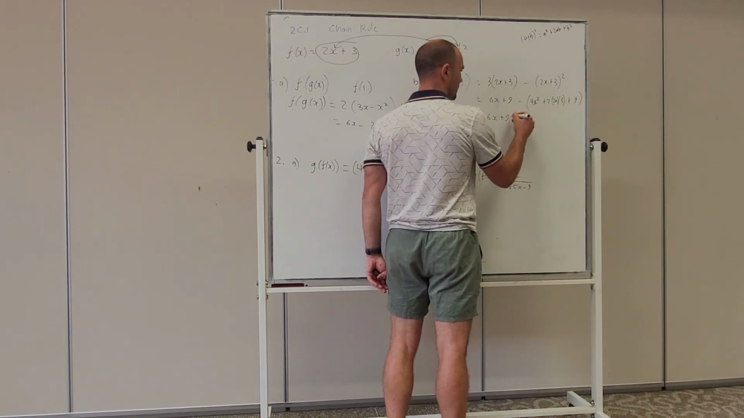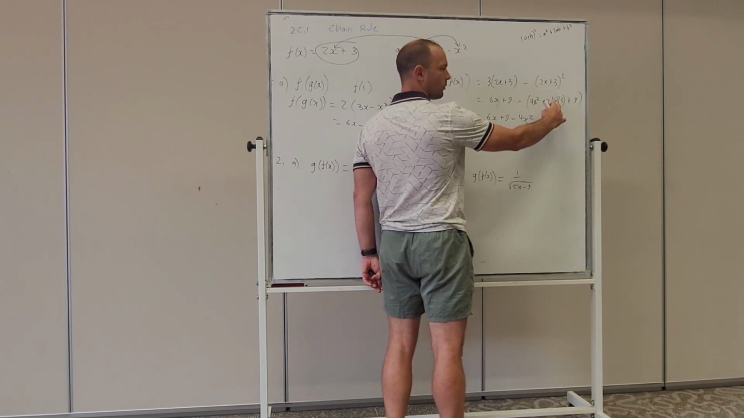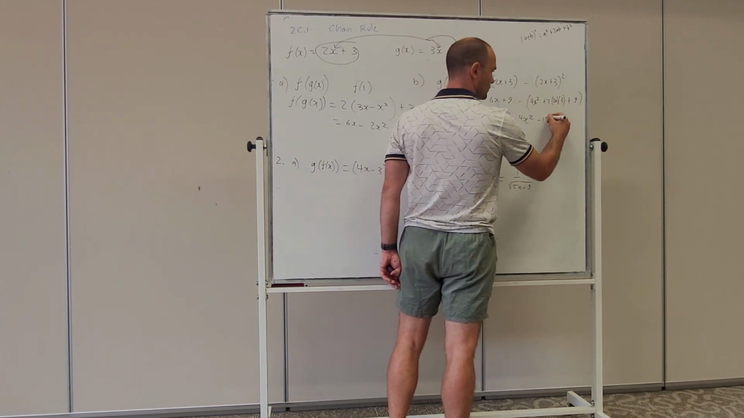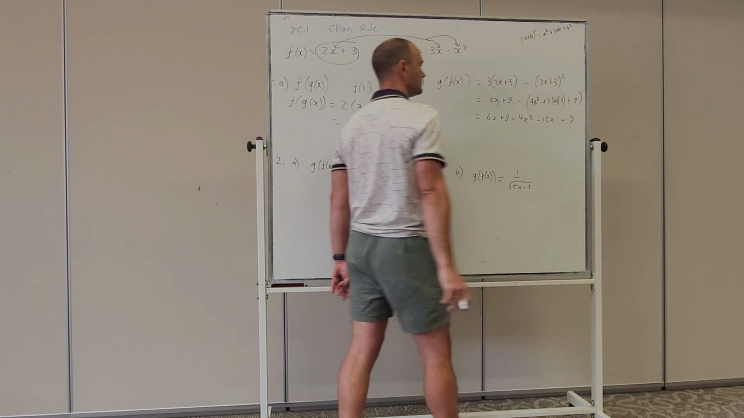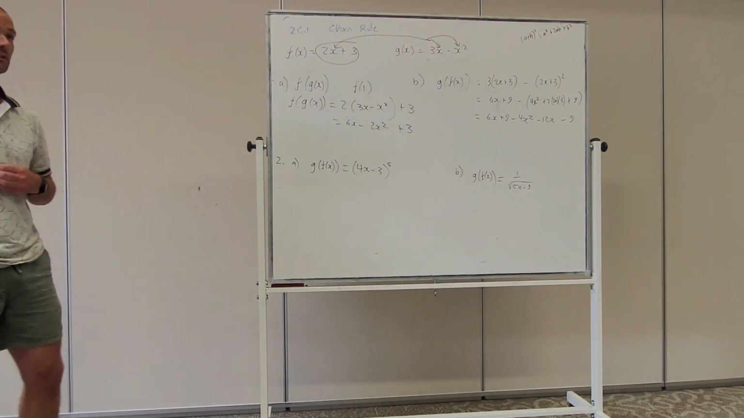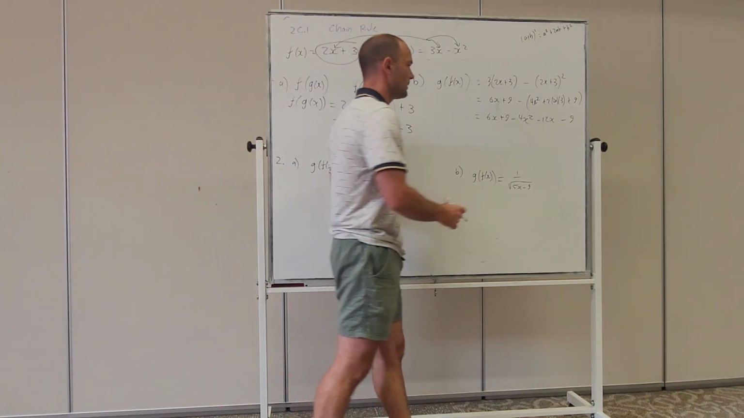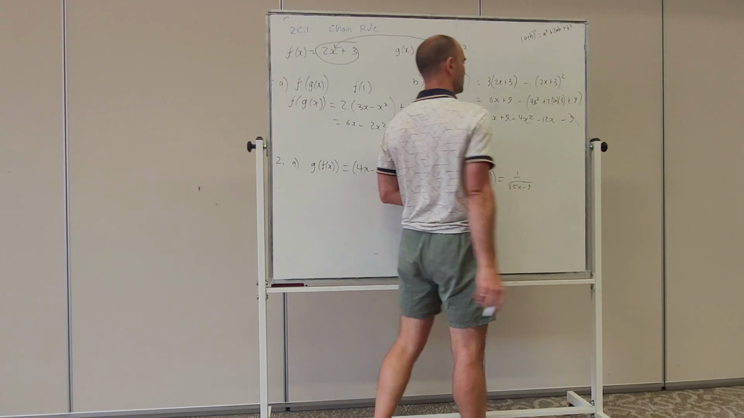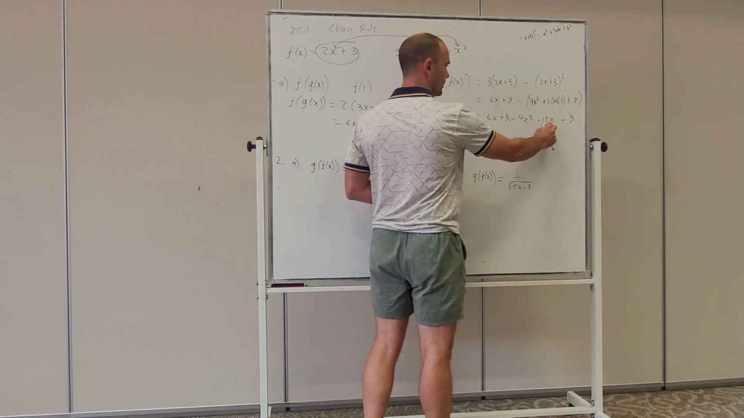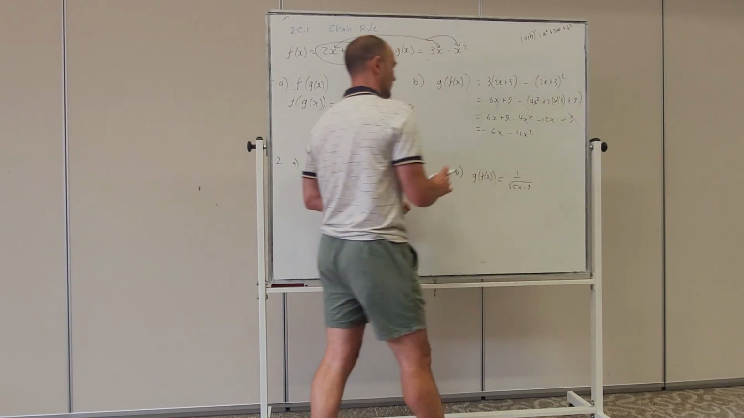We have 6x plus 9, take 4x squared. We'll multiply this out. That's going to be 4x times 3. That's going to be take 12x, and then take 9. So we're fully expanded. Now we can collect like terms. We have 9 take 9. We have 6x take 12x. That's going to give us minus 6x. And then take 4x squared.